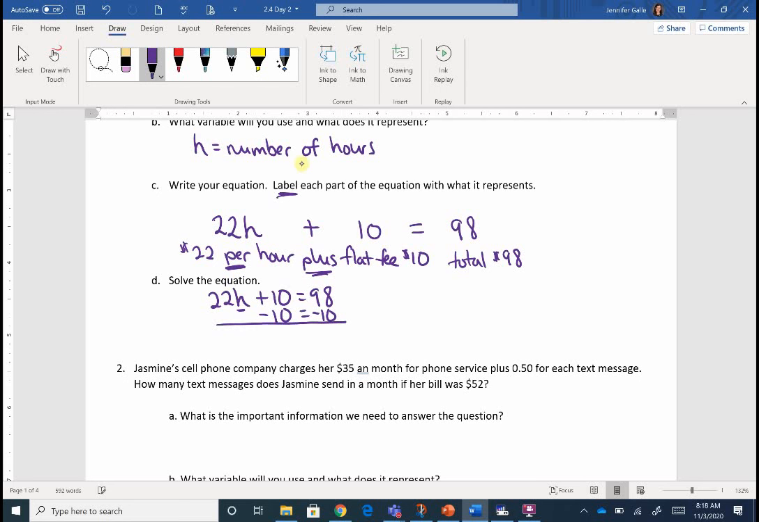Okay, so we bring down our 22H. We get 88 on that side. Now how do we finish it? How do we undo our multiplication? Go ahead, Sam. Divide. Yeah, it is divide. Okay, so now we get H equals 4. What does the 4 represent? What's my label for the 4? If I'm not sure, I go back to part B. What does H mean? H means hours.